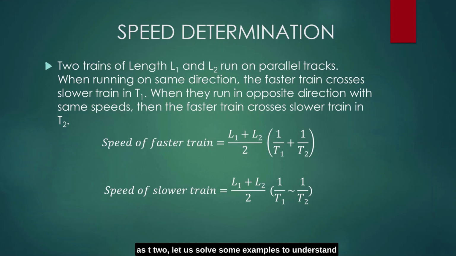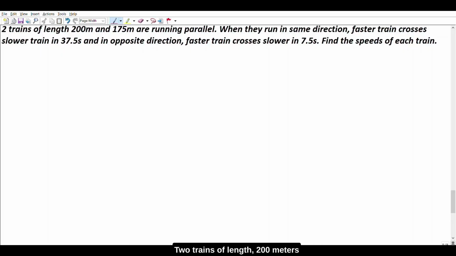Let us solve some examples to understand how this concept works out. Two trains of length 200 meter and 175 meter are running parallel. When they run in the same direction, the faster train crosses the slower train in 37.5 seconds, and when they run in the opposite direction, the faster train crosses the slower train in 7.5 seconds. Find the speeds of each train.